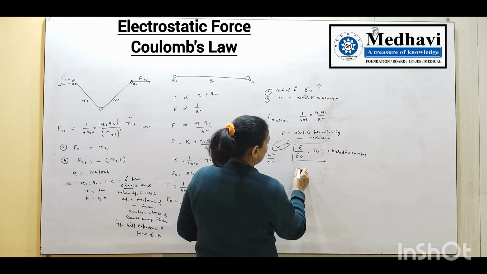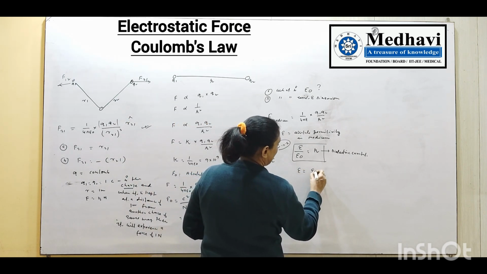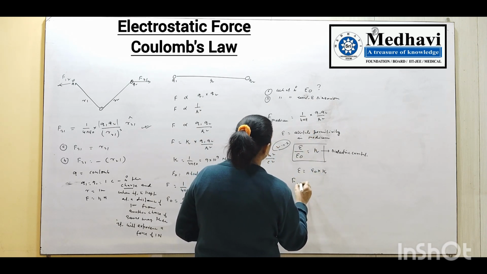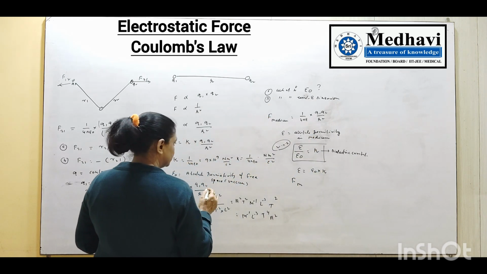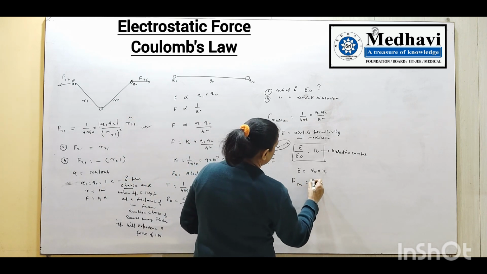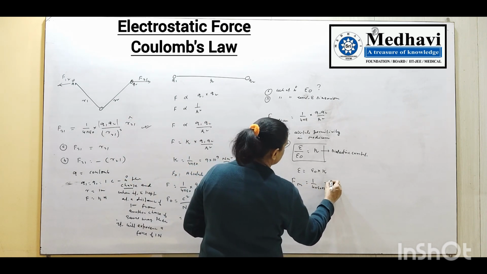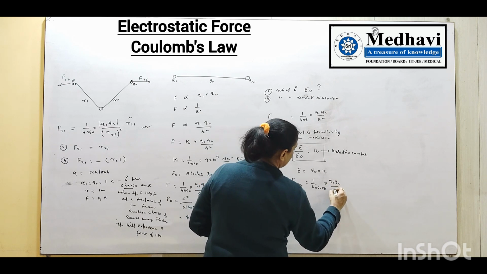So its value: epsilon is equal to epsilon naught into K. Here when you put the value, F in medium will be 1 by 4 pi epsilon naught into K, Q1 Q2 by R square.